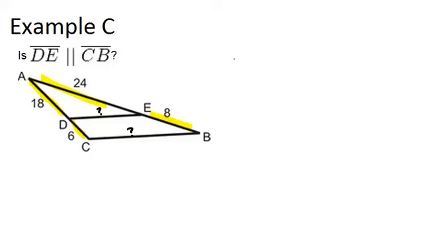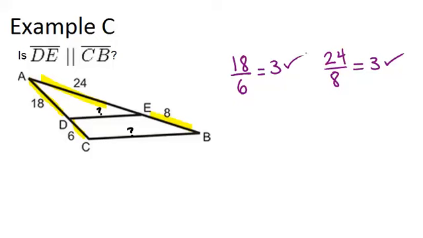So what we're going to test is if 18 over 6 is the same ratio as 24 over 8. And if they are, that means that the lines must be parallel. 18 over 6 is 3, and 24 over 8 is also 3. So that's good, they're the same. So because they're the same, it means that DE must be parallel to CB. So the answer would be yes. And again, the reason is because the two sides have been divided proportionally by that segment DE.